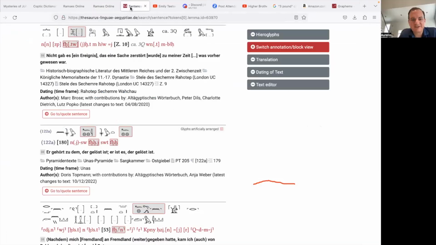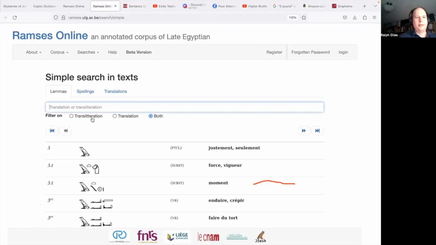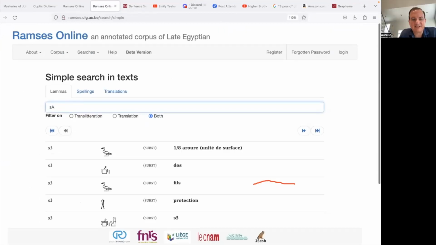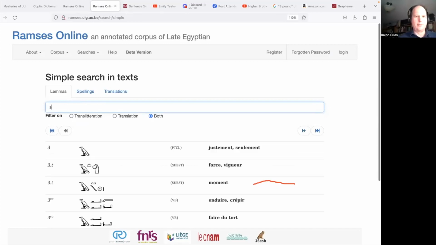We can just search for sa and see if we can find one. But yeah, maybe TLA is better. Oh, that's true, because sa is not that common a word, especially if they've got a lemma for just the man version.